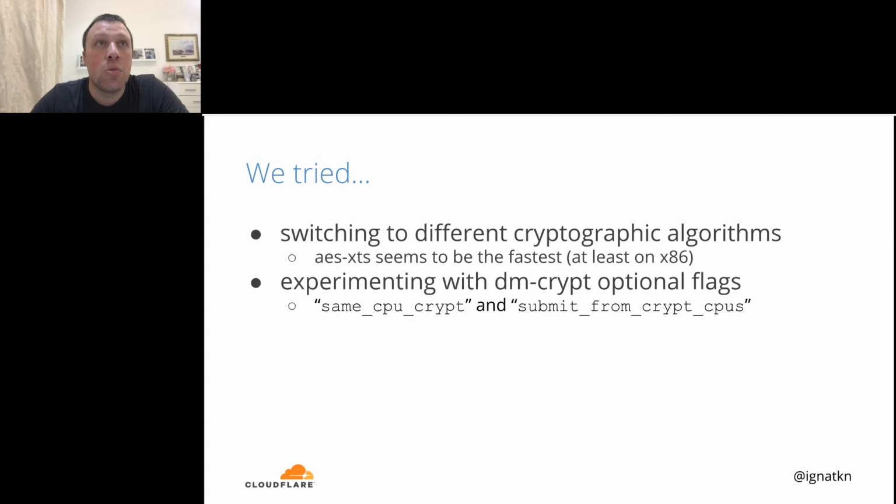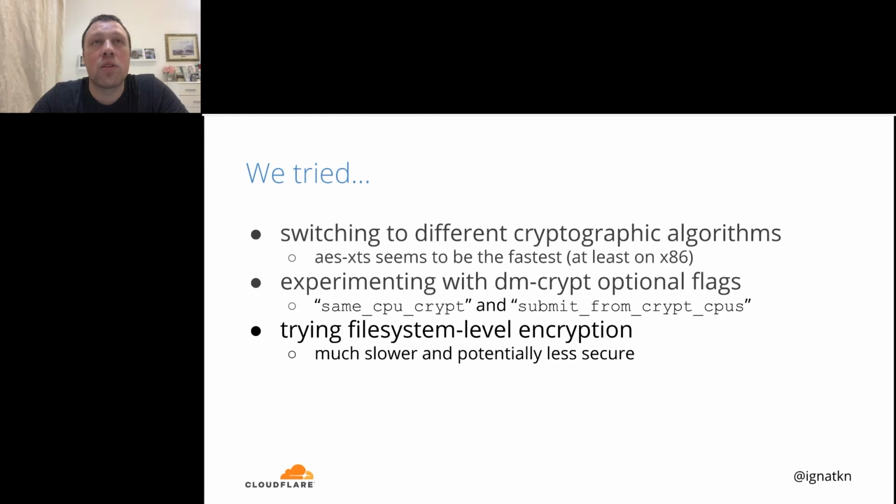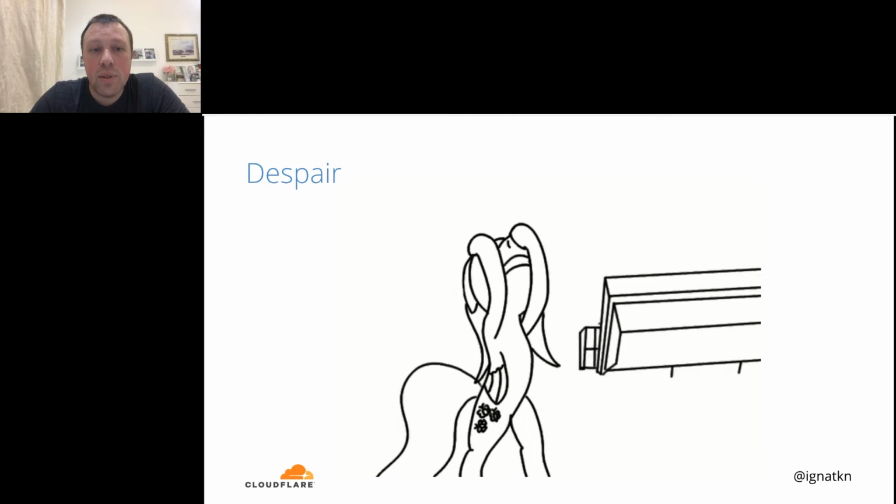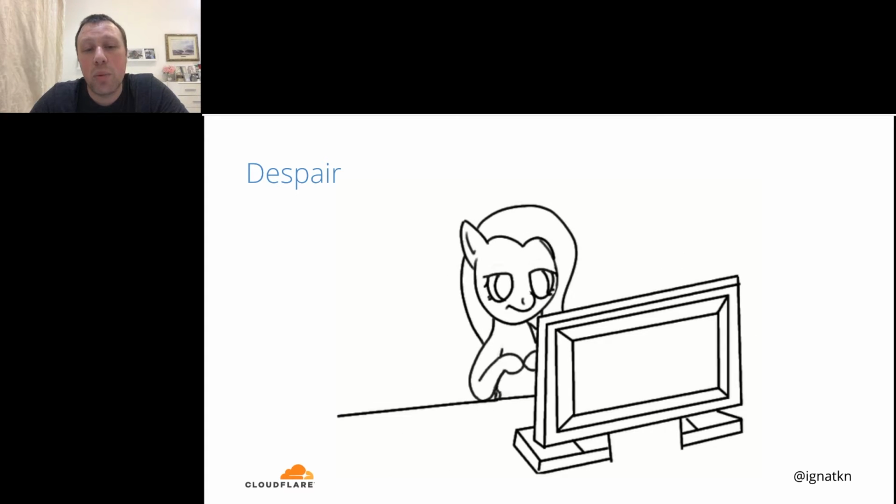We tried these, but some flags actually even reduced our throughput, some flags slightly improved it, but with no significant improvement. At some point we were so desperate that we tried file system level encryption, but in the end it ended up being much slower for our workload, and it would be potentially less secure because we don't encrypt the file metadata anymore. So we were in despair at this point. We hated the bad performance, but there was nothing we could do about it.